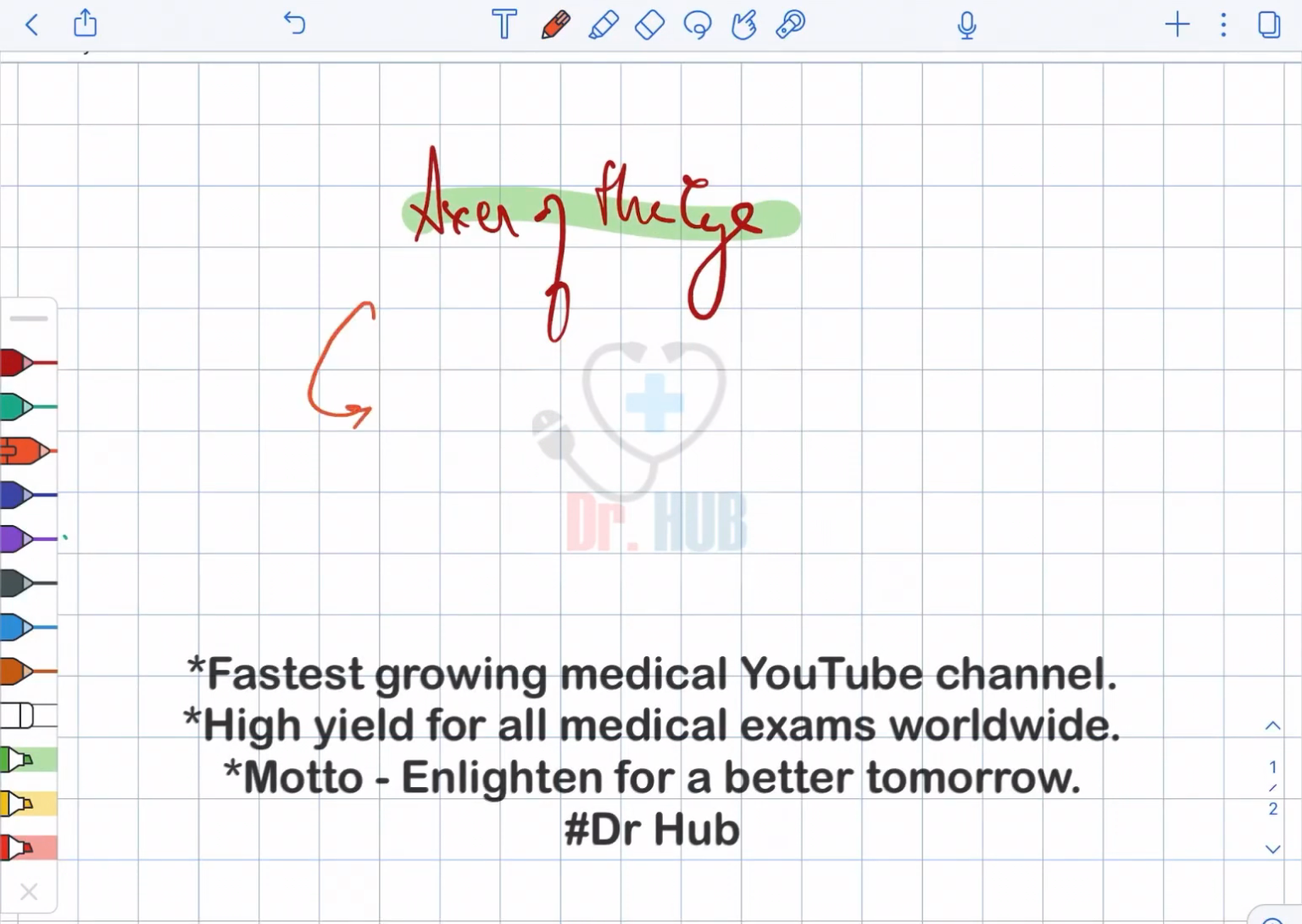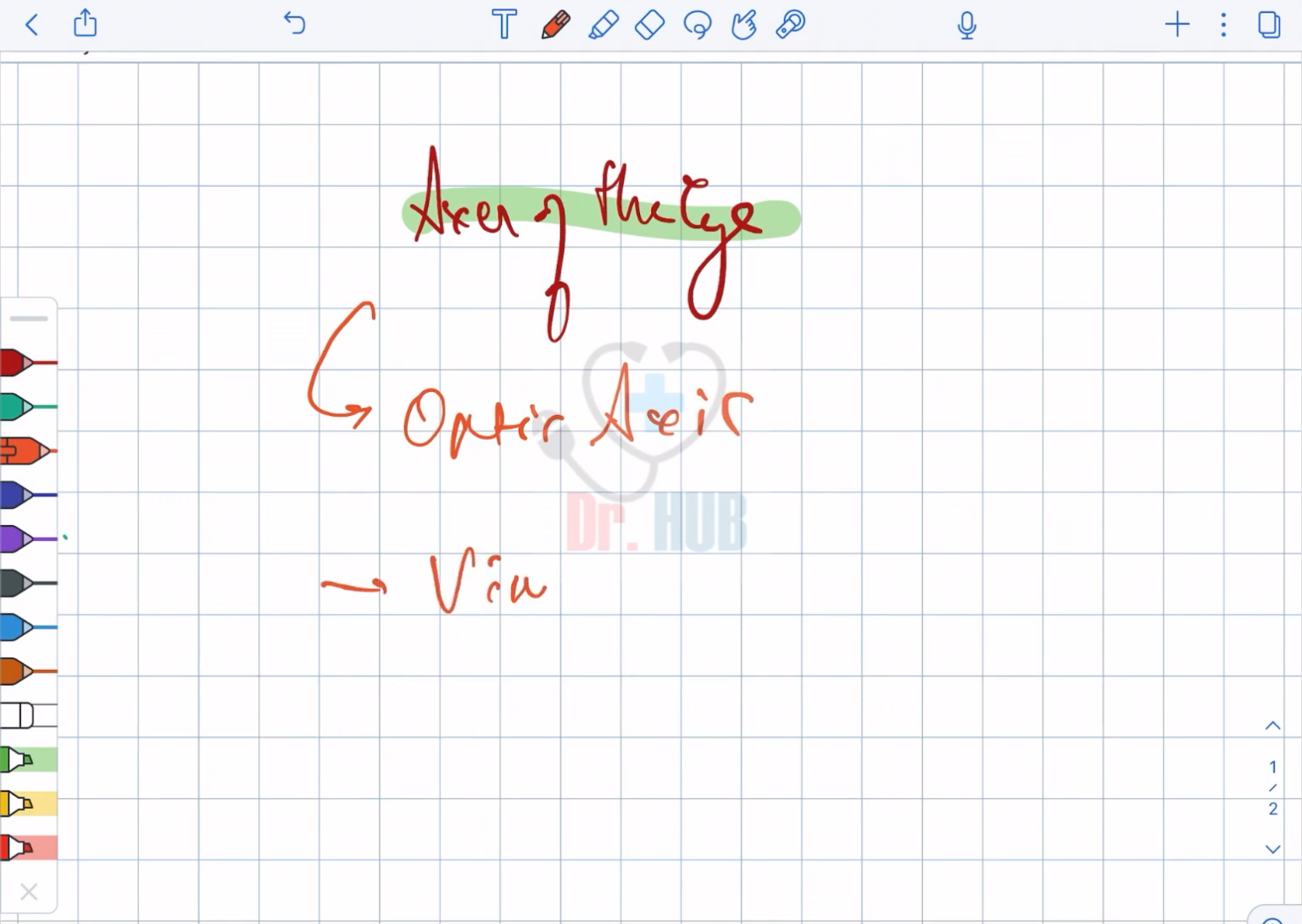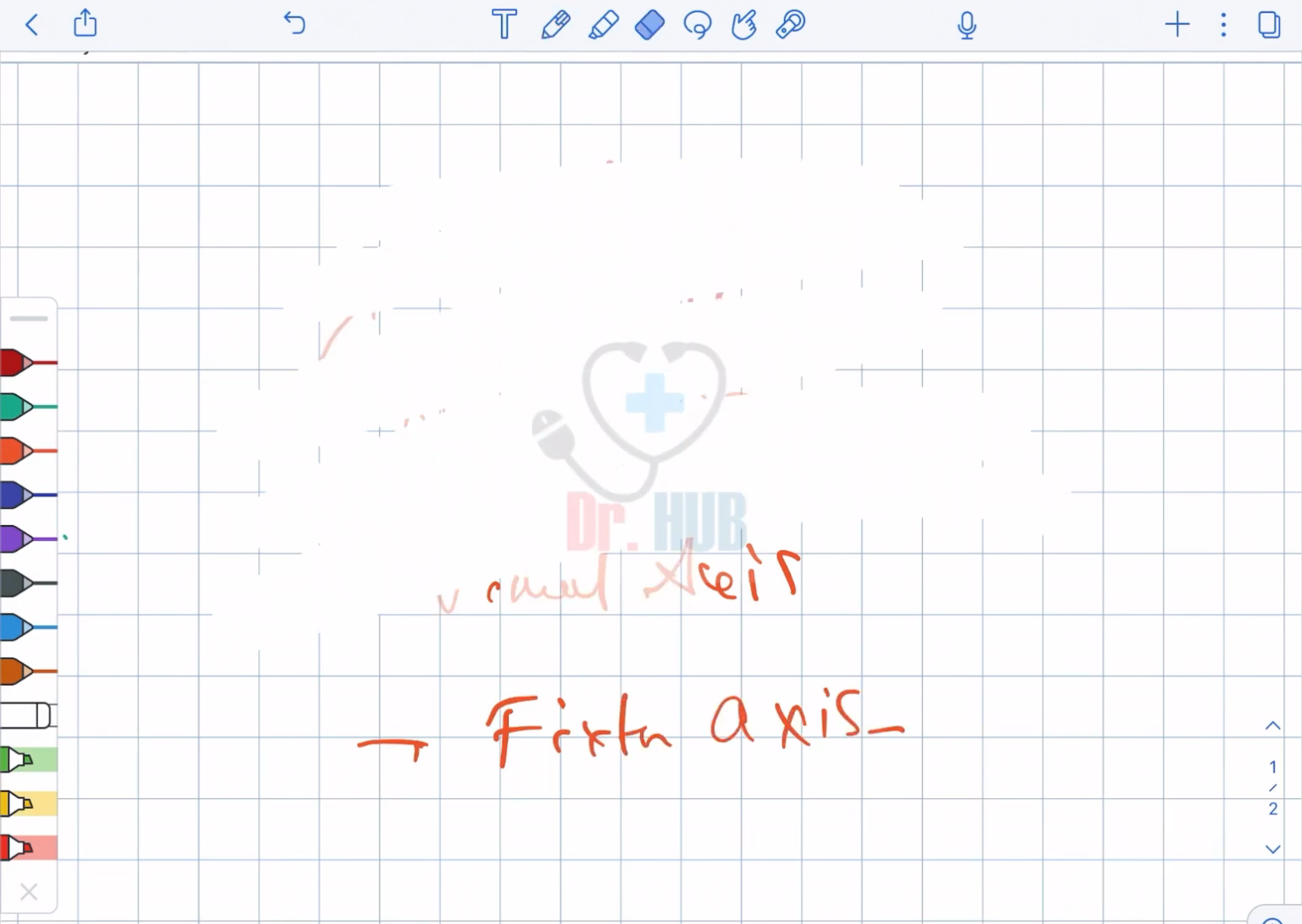Axes of the eye. Mainly there are three axes. The first one is the optic axis. Next comes the visual axis. And next is the fixation axis. Now we are going to go through the definitions of each of them.